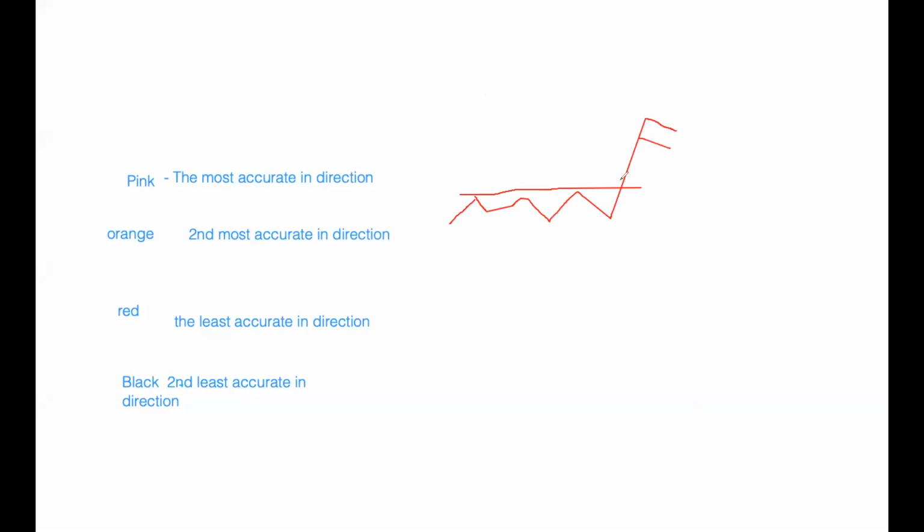Do you want to start your pole from here or from here? What would you start your pole at? From the breakout or from the bottom? From the breakout, right? Because that's where it broke out. So now you take this distance right here, and then you want to add that to where it finally broke out.